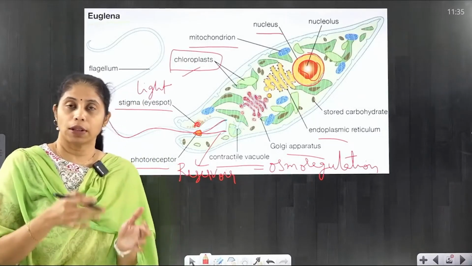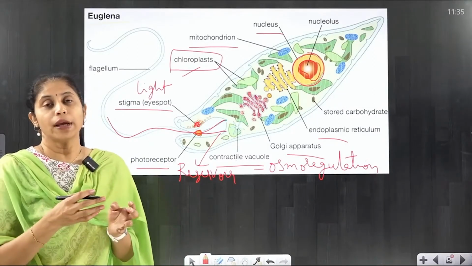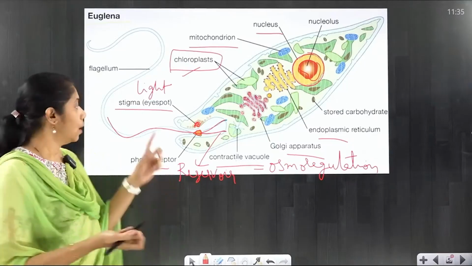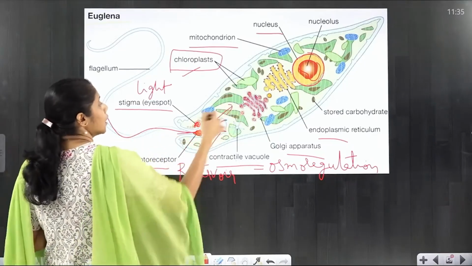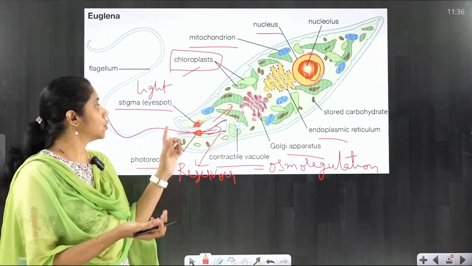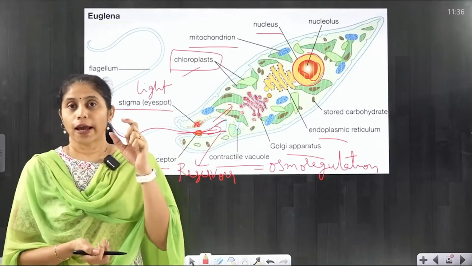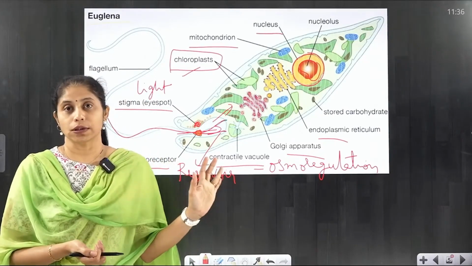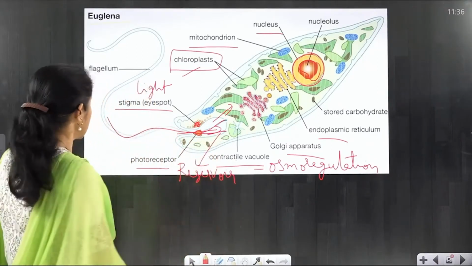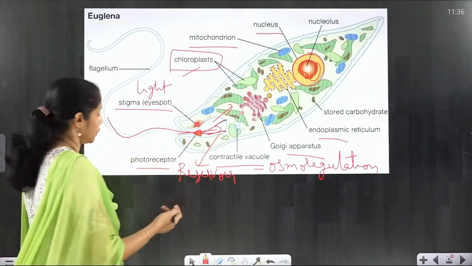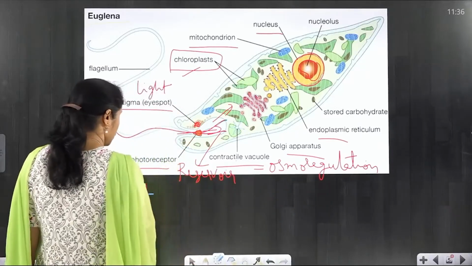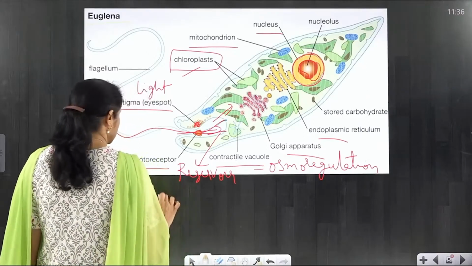So if light is available, the Euglena will be performing photosynthesis and acting like a plant. If light is not available, then it will act like a heterotroph, like an animal, and ingest food through this, which will be taken inside. So it can show both modes of nutrition, like a plant or like an animal. So it shows the mixotrophic mode of nutrition. If light is available, it shows photosynthesis. If light is not there, it shows heterotrophism. So based on the light source, it can be a phototroph or a heterotroph. This is mixotrophic nutrition.